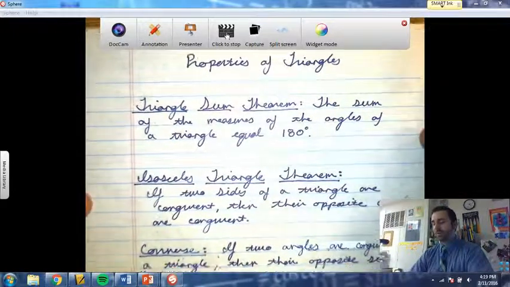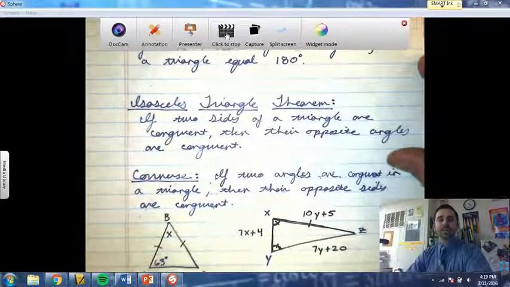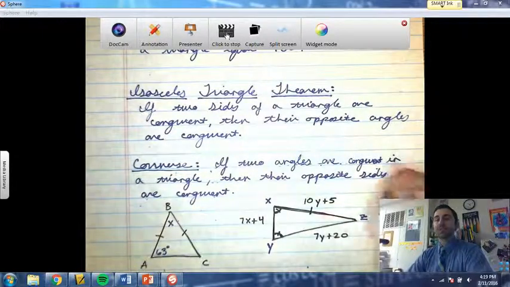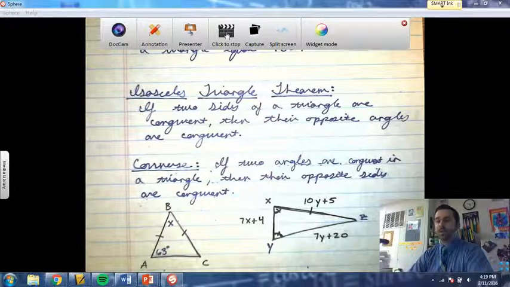We're also going to look at the isosceles triangle theorem. Now, the isosceles triangle theorem, or ITT for short, says if two sides of a triangle are congruent, then their opposite angles are congruent. Conversely, the converse of that would be if two angles are congruent in a triangle, then their opposite sides are congruent, both of which are true.